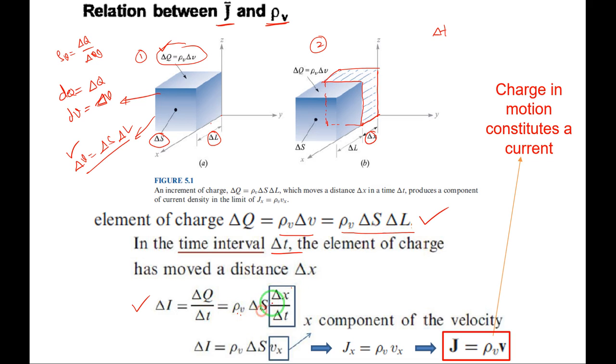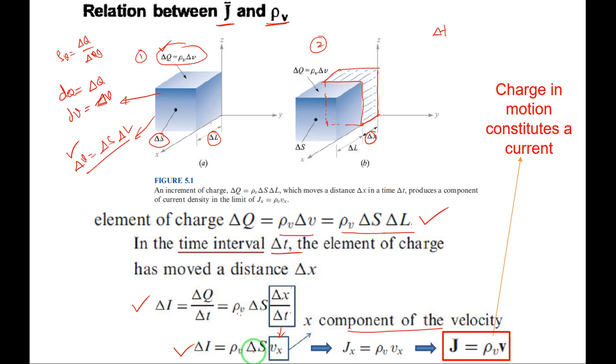So rho v into delta s into delta x, this delta t as it is. What is delta x by delta t? Distance traveled by time taken, so it is nothing but velocity. Since the volume charge is moving in x direction, the velocity is also in the x direction. So delta x by delta t is nothing but vx, the x component of the velocity, or the velocity along x direction. So rho v delta s vx will give me delta I.